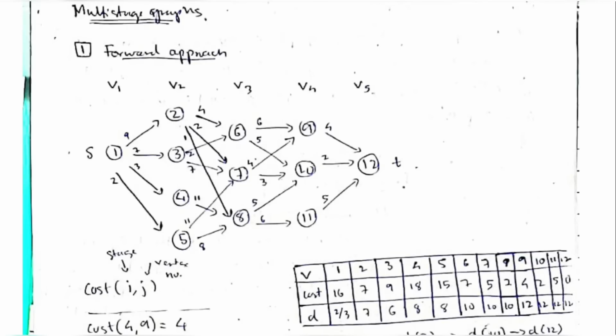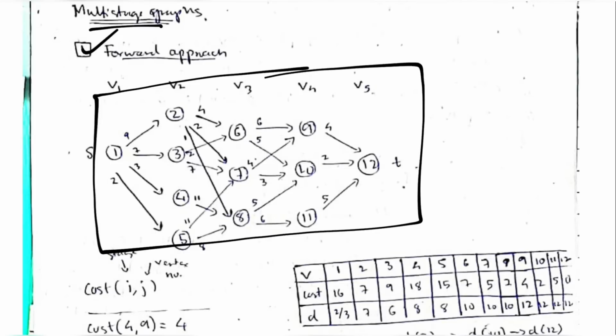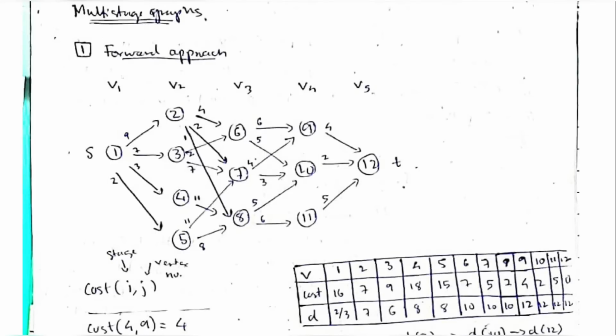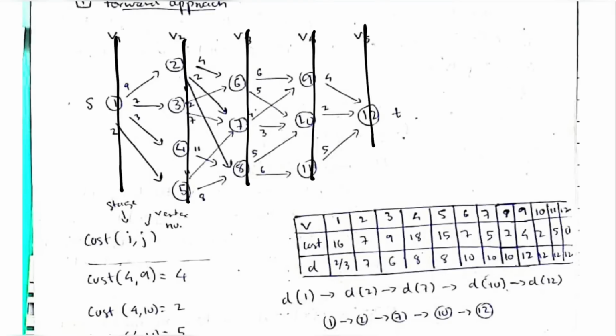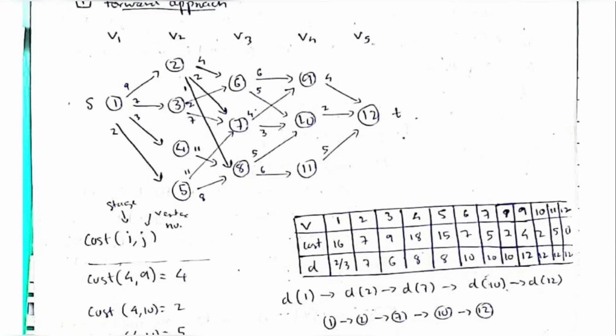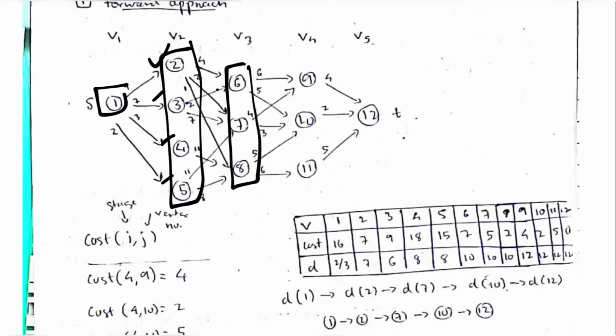The first one is multi-stage graphs. We have two approaches, forward and backward approach. Don't worry about all of these complexities, it's very easy and simple if you understand. I'll be going through each of these topics in a very detailed manner, so listen carefully. See here, firstly the whole graph is divided into 5 parts. This is stage 1, stage 2, stage 3, stage 4 and stage 5. In stage 1 we have the vertex 1, and in stage 2 we have 4 vertices, 2, 3, 4 and 5. In the third stage we have 3 vertices, 6, 7 and 8. In the fourth stage we have 9, 10 and 11, and in the fifth stage we have 12.